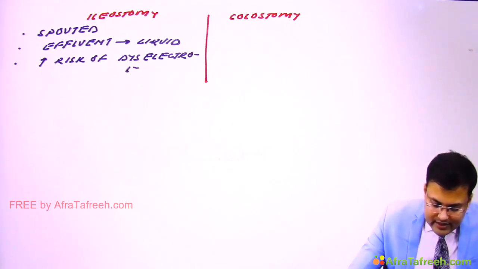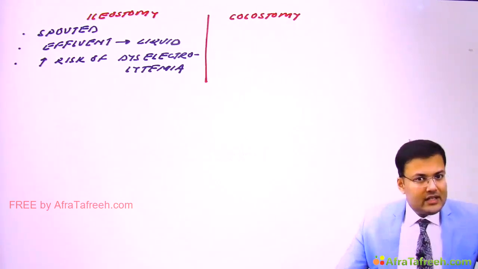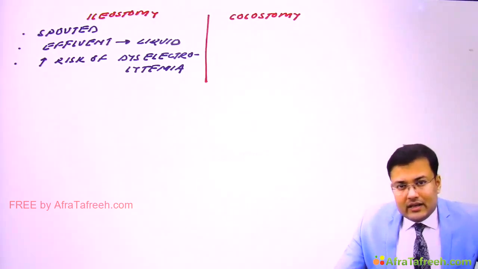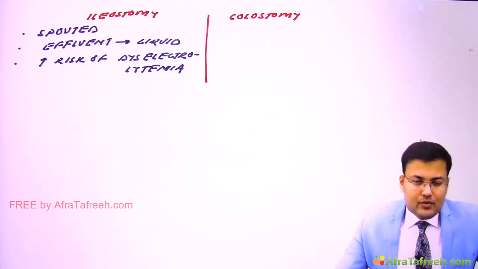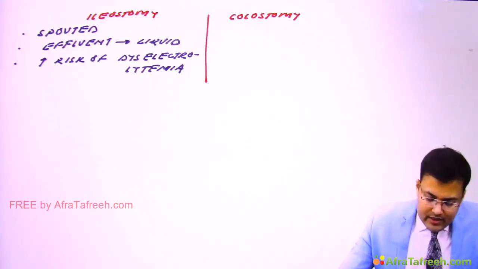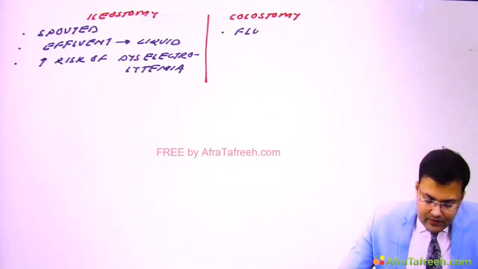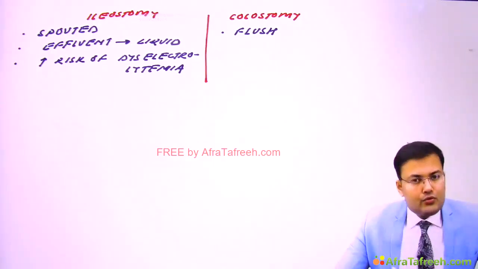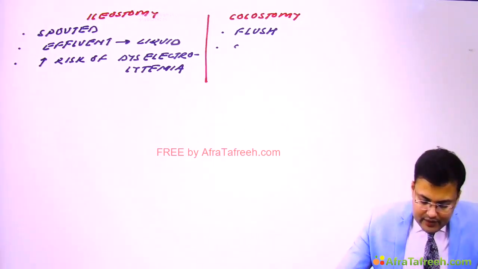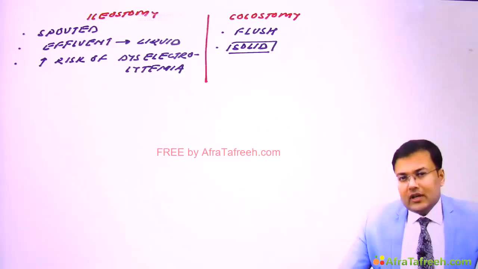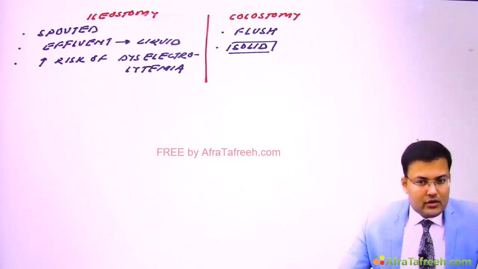Clear? So there is increased risk of dyselectrolytemia because the effluent is liquid and the output is more as compared to colostomy. Colostomy is made flush, so it should not be protruding, and here the effluent is solid. Why is it solid? Because water absorption occurs in the colon. So this is the basic difference between ileostomy and colostomy.